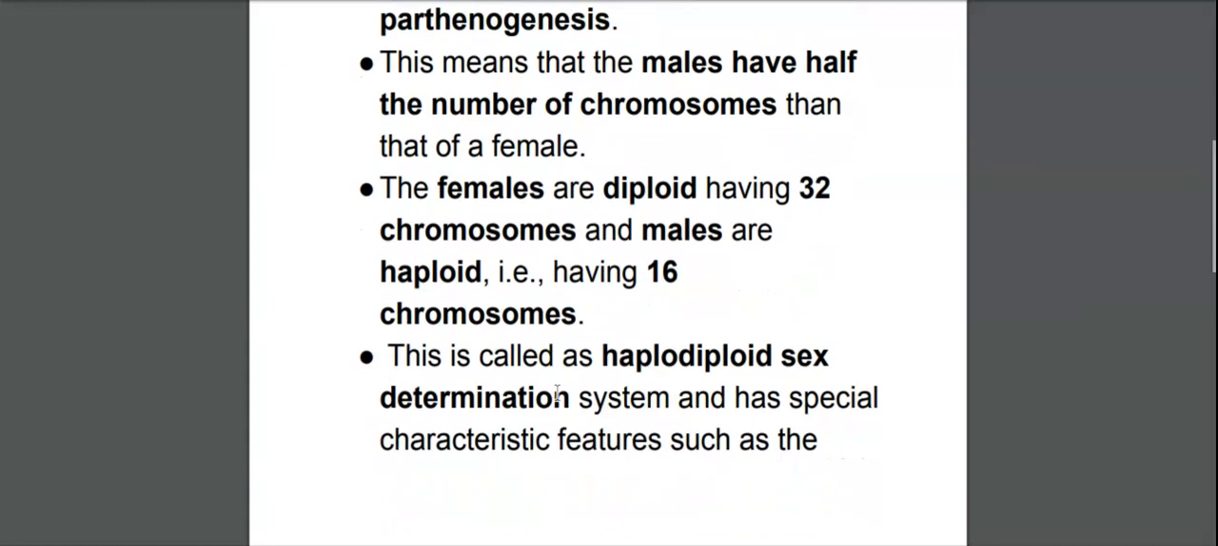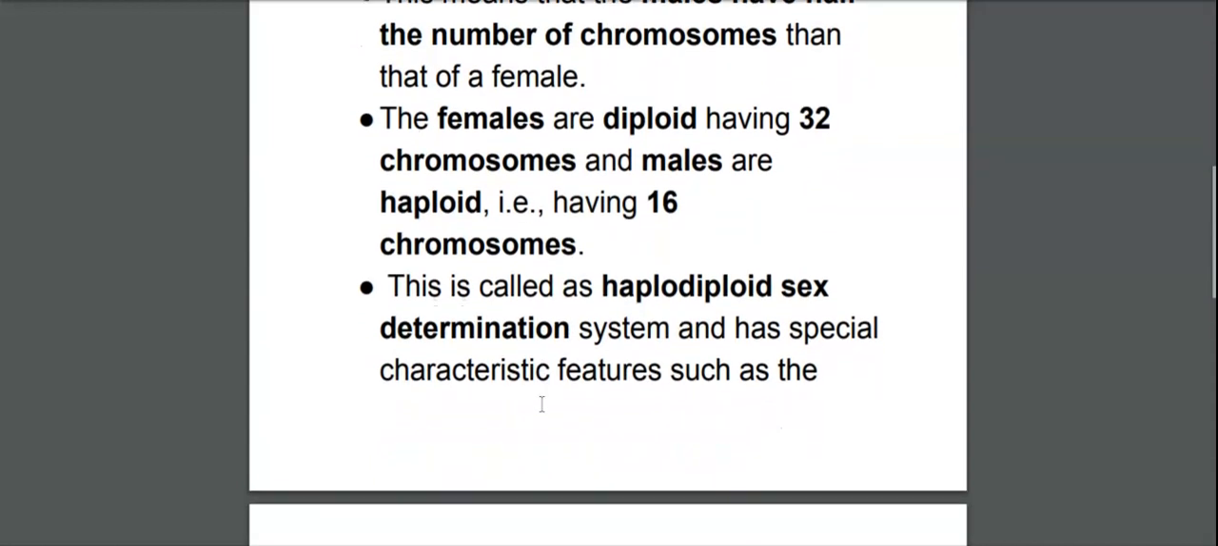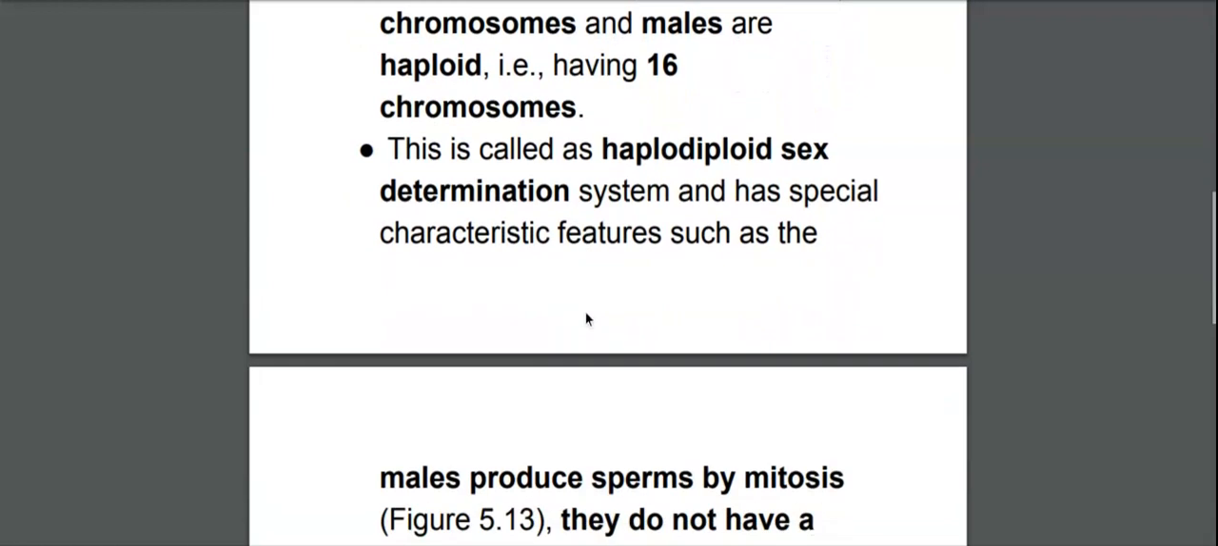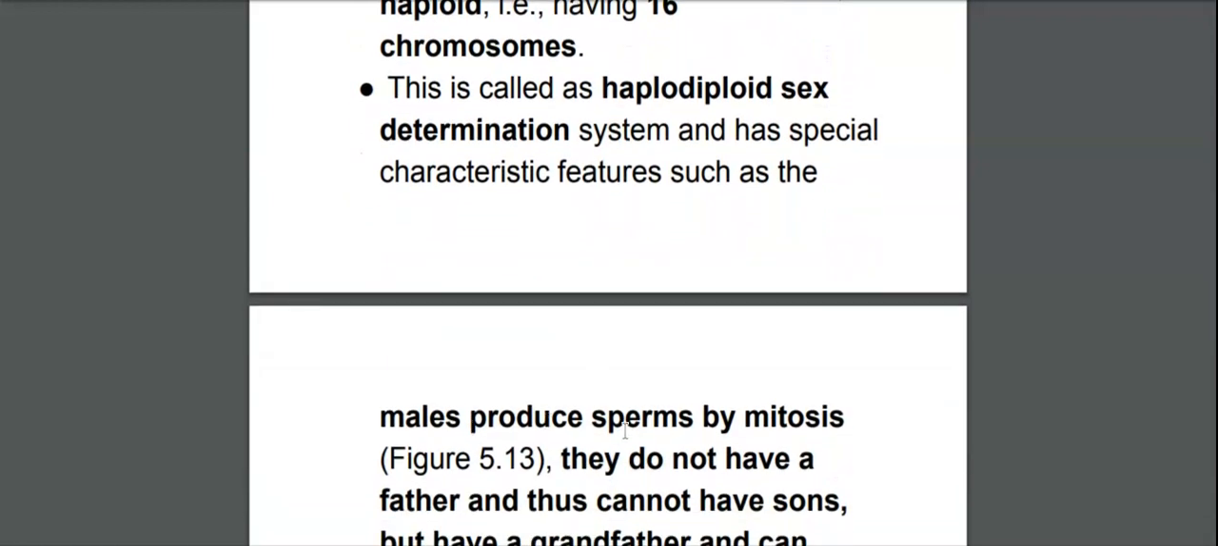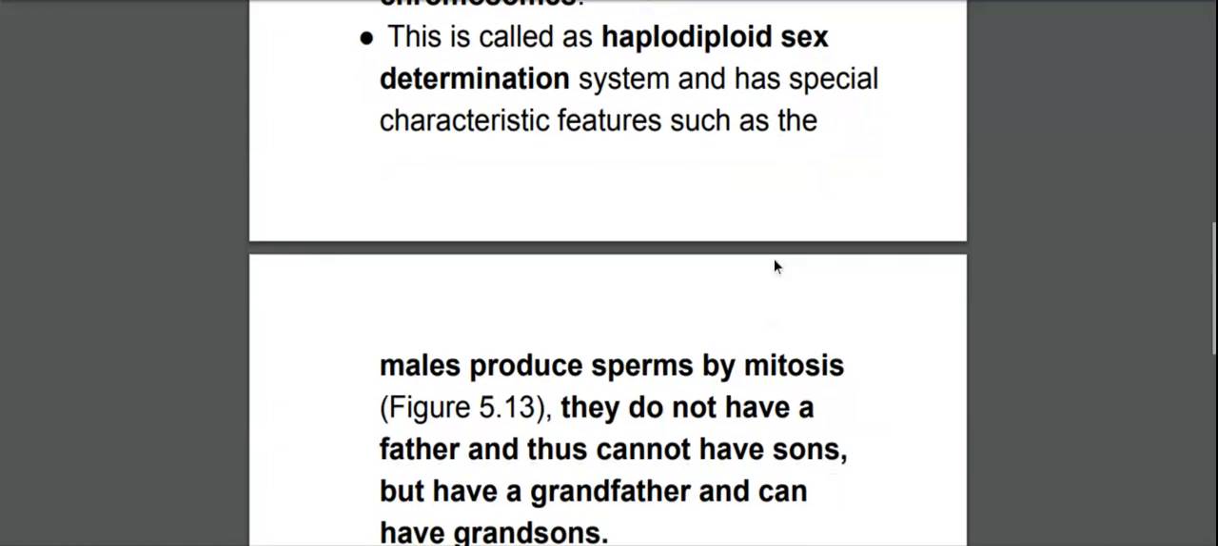Now this type of sex determination is called the haplodiploid sex determination system. So in the board exam, if it is asked what is haplodiploid sex determination system, give an example, you know that you have to explain the example of honeybee. Now, the characteristic feature of this system is that males produce sperms by mitosis, whereas females produce eggs by meiosis. Okay, so this is another difference in this particular sex determination system.